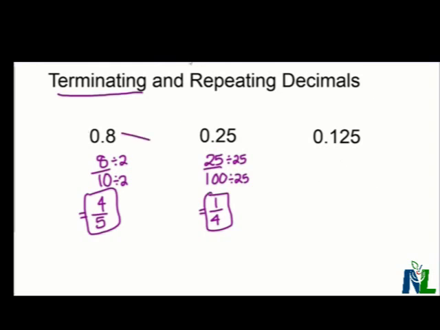And finally, 125 thousandths is the same as 125 over 1,000. But this fraction is really big, and it can be reduced as well. You can divide this number by 125, and you can divide 1,000 by 125, and this is going to be 1/8.